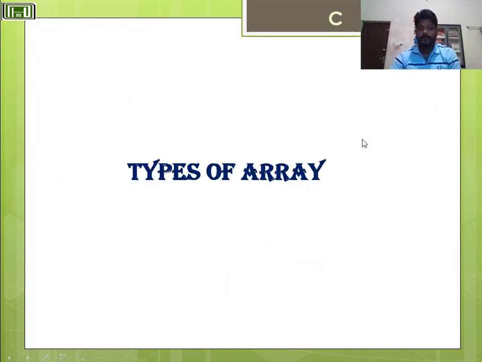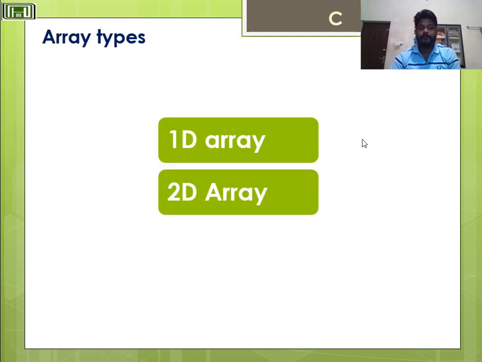Now moving to the types of array. We have two types of array in C: one dimensional array and two dimensional array. An array with one dimension is called one dimensional array, and array with more than one dimension, that is multi-dimension, is called two dimensional array. For example, matrices.